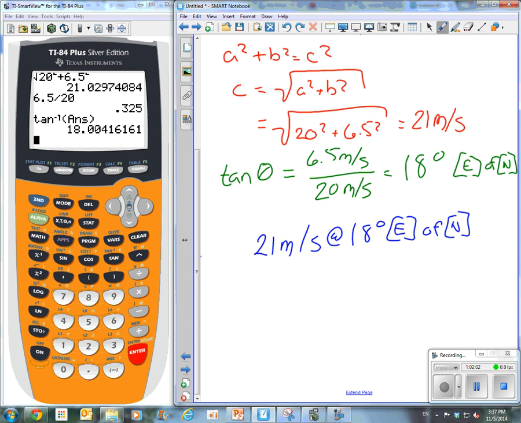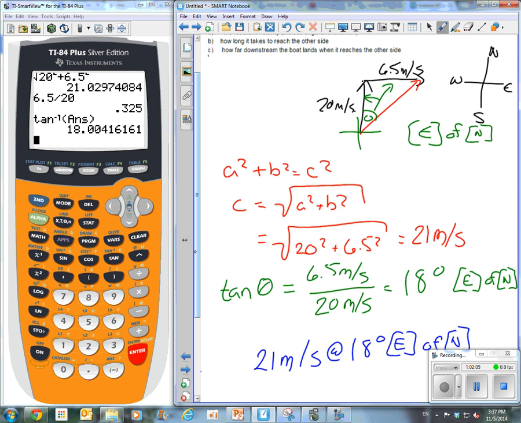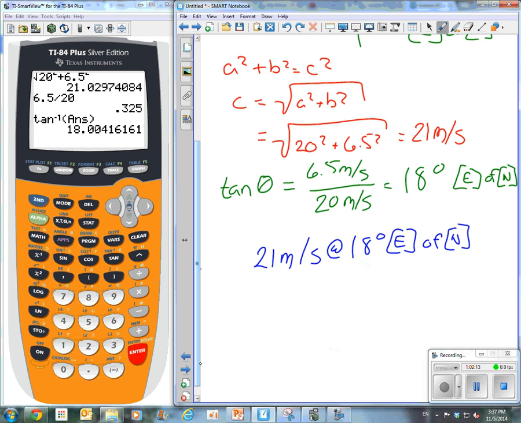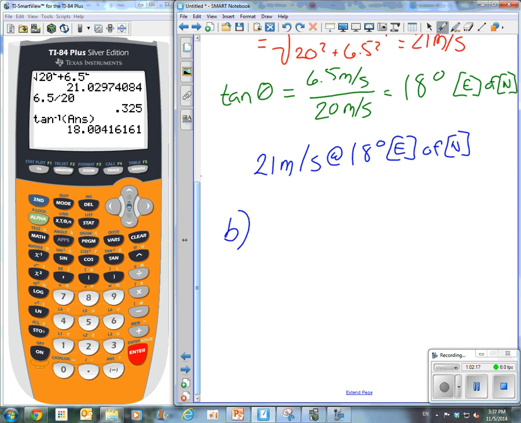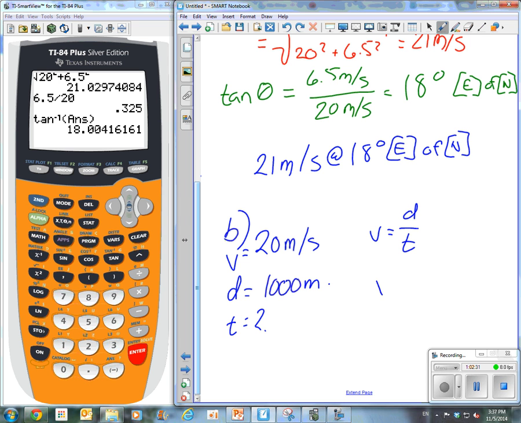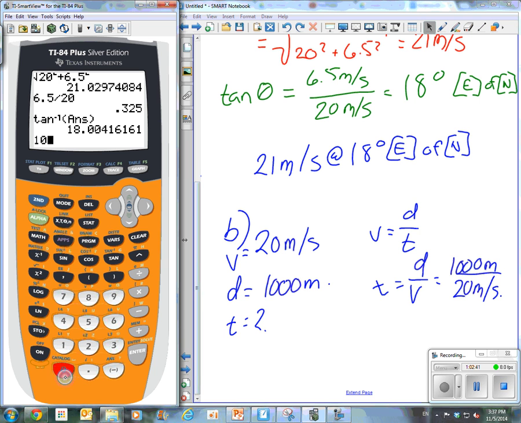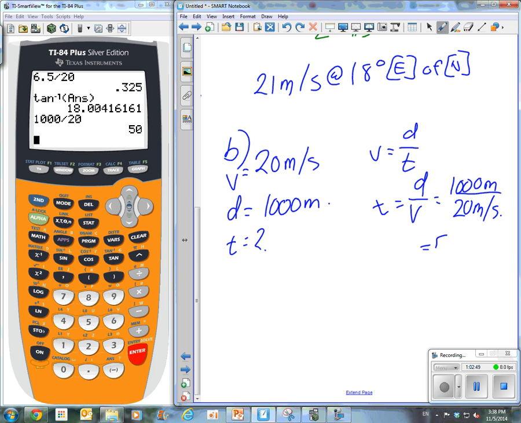Now the question asks how long it takes to reach the other side. Well, now I'm only concerned with this 20 meters per second, and we know it's 1,000 meters across. So for B, we're traveling across at 20 meters per second, so that is the velocity. It's 1,000 meters across, and the question asks me for time. v equals d over t, solving for t equals d divided by v. So 1,000 meters divided by 20 meters per second. I'm going to get 50 seconds. It doesn't take that long, a little bit less than a minute.